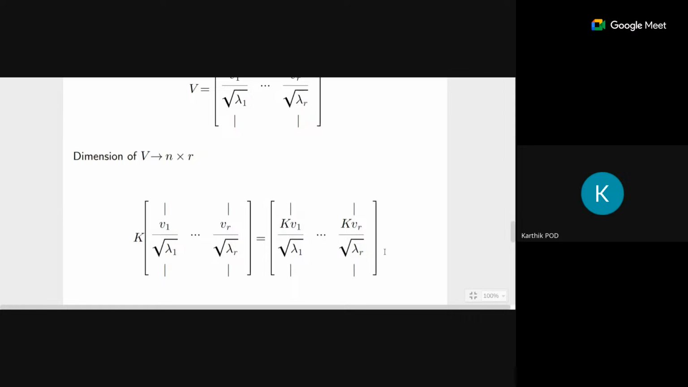You're ending up with the scalar projections of the data points onto your principal components. Okay, so that's what it is.